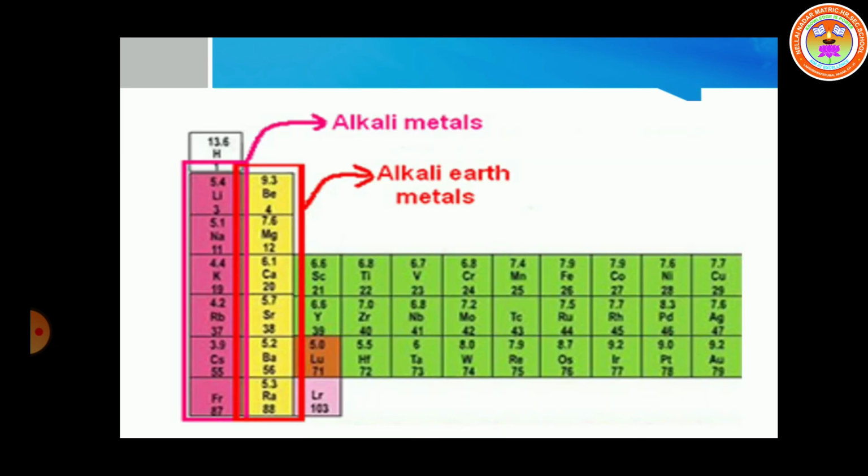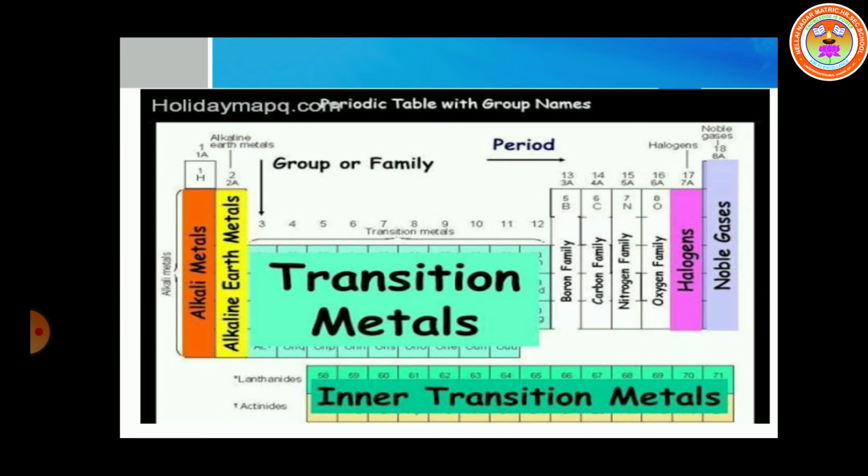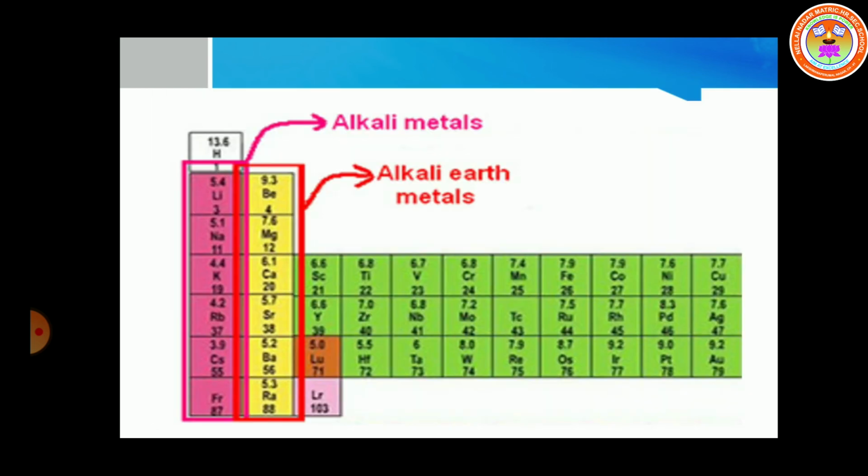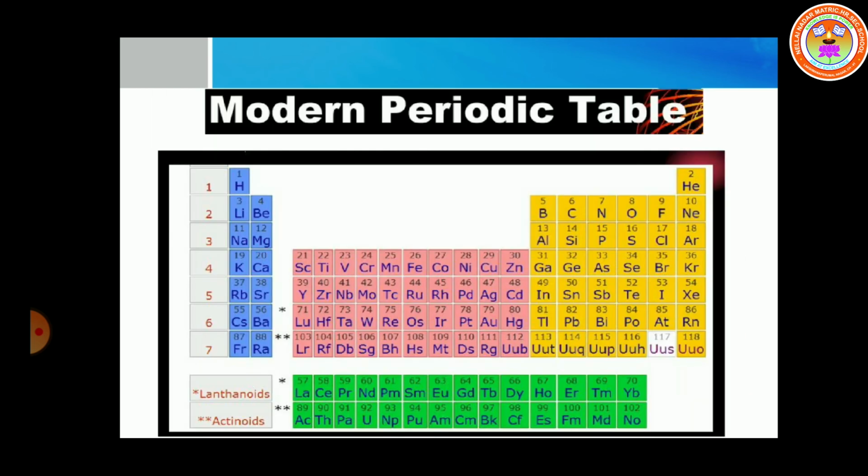Based on the physical and chemical properties of elements, they are grouped into various families. First group elements are called alkali metals, the second group elements are called alkaline earth metals, and groups 3 to 12 are called transition metals. And see, in group 13, which element is present first? Boron. So, that family is called the boron family. In the 14th group, carbon is the first element, so that group is called the carbon family.